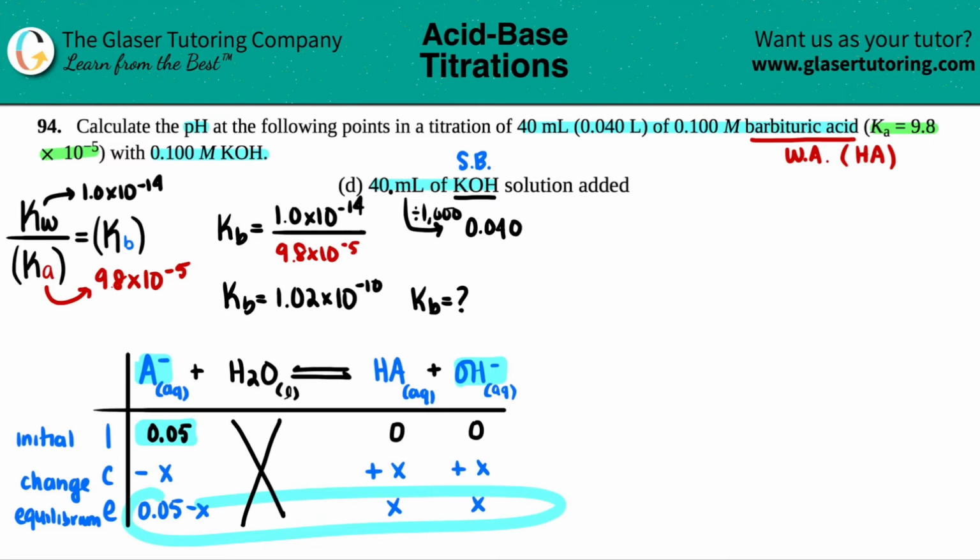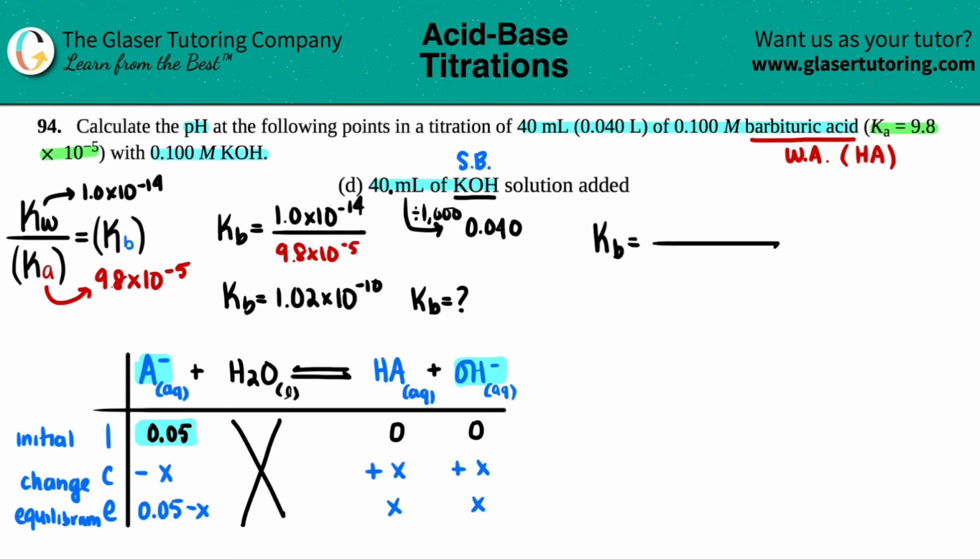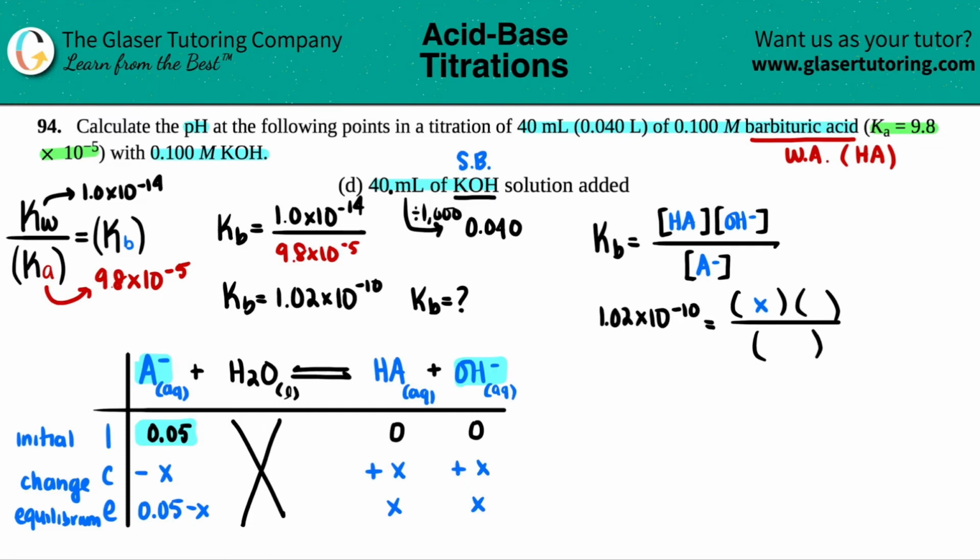So let's take our equilibrium concentrations and plug them into the Kb expression, right? Remember, Kb equals the concentration of the two products divided by the one reactant, because water doesn't count. So we have the two guys up top here and the one thing down here. So it'd be HA times OH minus divided by A minus. The Kb was 1.02 times 10 to the negative 10th equals, we'll do it like that. This was X at equilibrium.